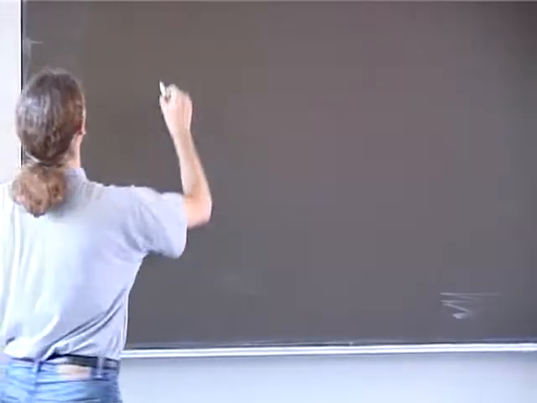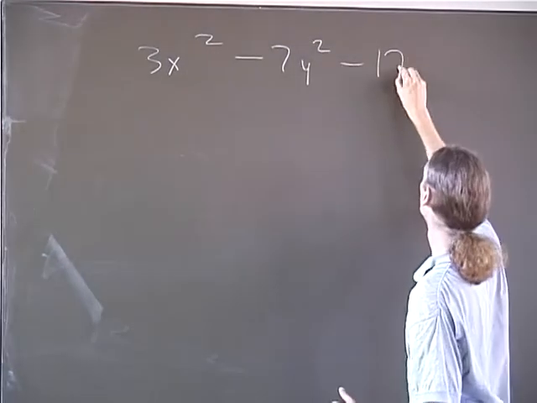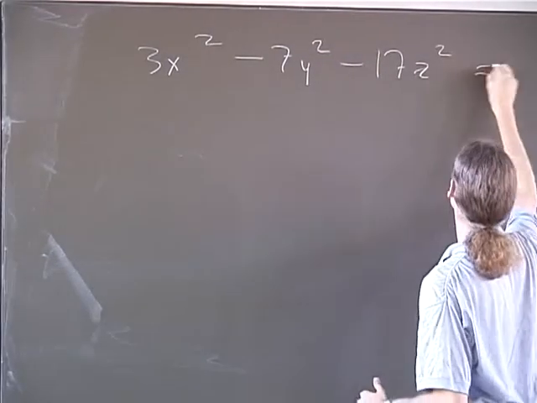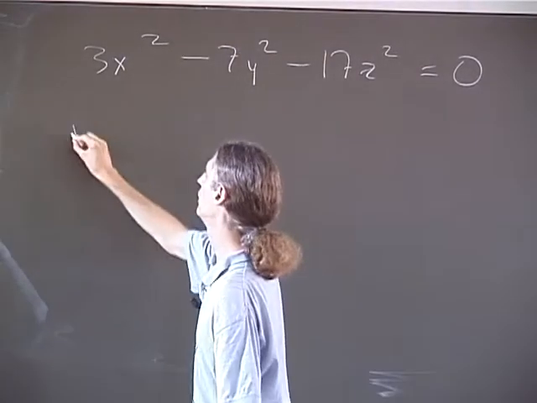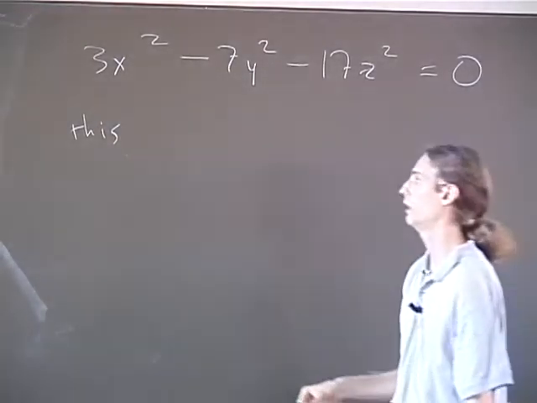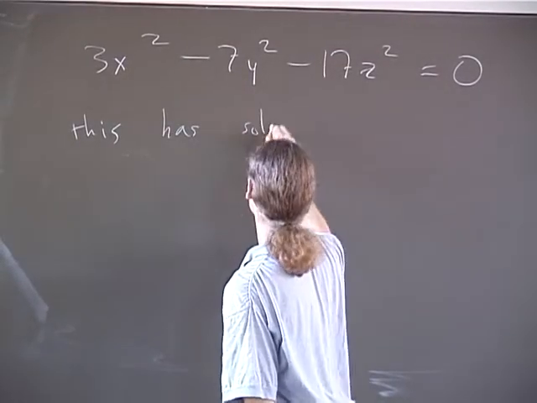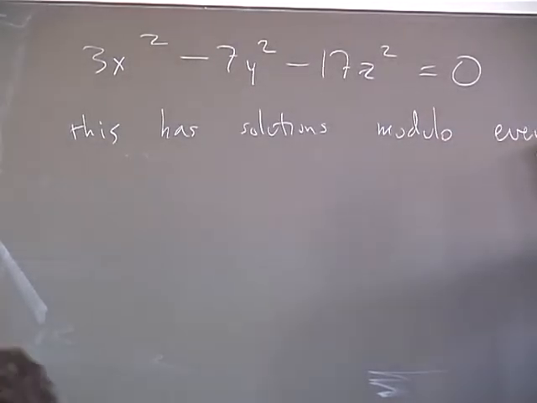Now let's just change one of the numbers and see what happens. So if you try to play the same game now, you see that in fact there are solutions, mod 3, mod 7, mod 17, and so easily it follows, or with only a little bit of additional work, it follows that this has solutions modulo every integer.